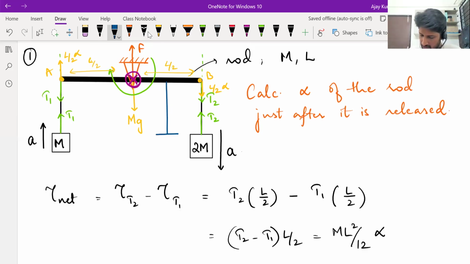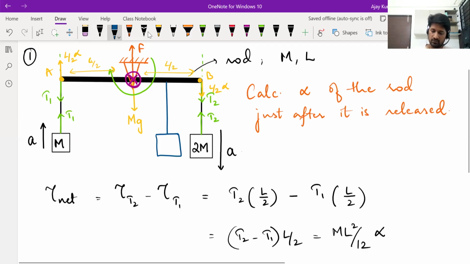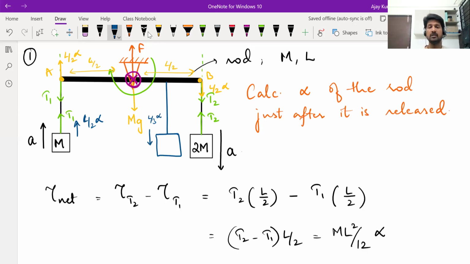So this is the hint for that question. Had the second block been connected here somewhere randomly, then you cannot assume their accelerations to be equal, because if one of them is at a distance L by 2, then that block's acceleration will be L by 2 into alpha in the upward direction. The other block, you need to know where it is connected. Suppose it is connected at L by 3, then its downward acceleration will be L by 3 into alpha. They won't be the same.